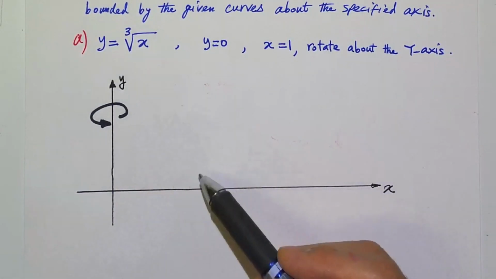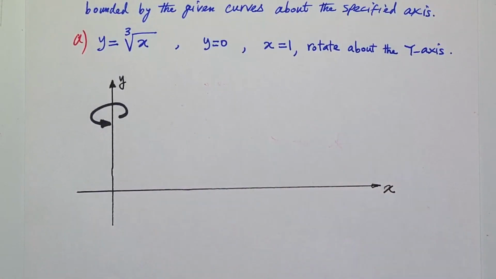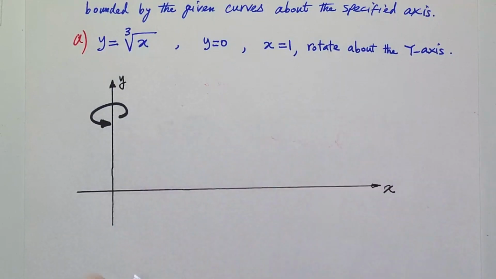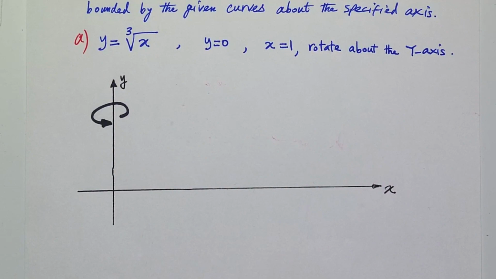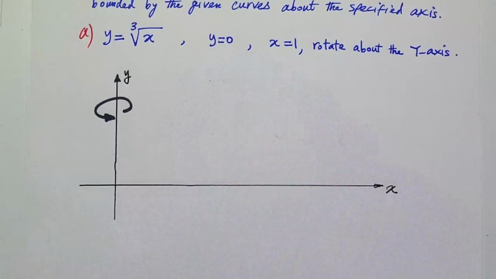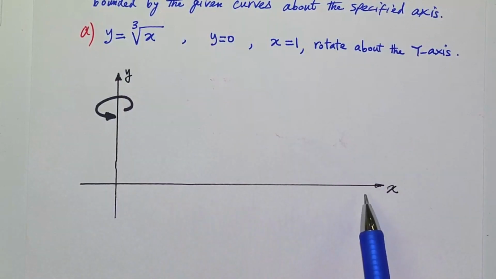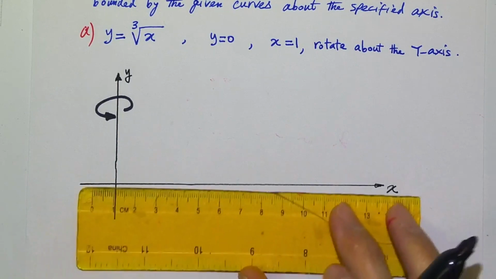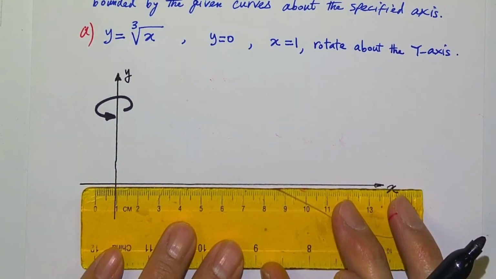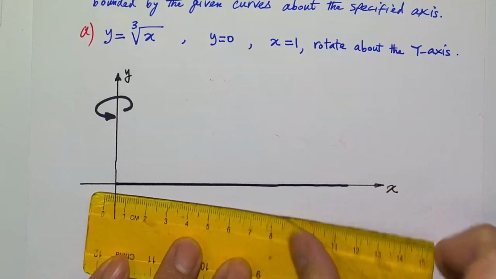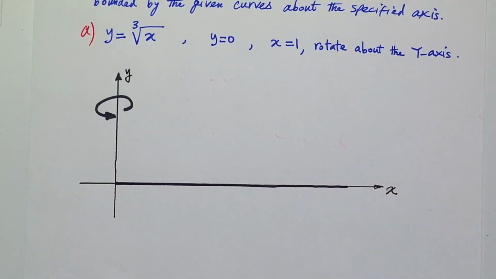Before I even draw the region that we're going to rotate about the y-axis, we know the shell is going to be constructed parallel to the axis of rotation. In this case, the y-axis, right? So now let's begin drawing this curve. I'm going to draw the easier ones first. So y equals 0. That's basically the x-axis, right? Let me use my thick Sharpie here. So I'm just going to thicken the x-axis a little bit, like that. So that's y equals 0.